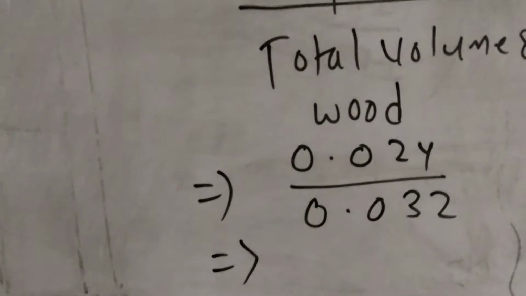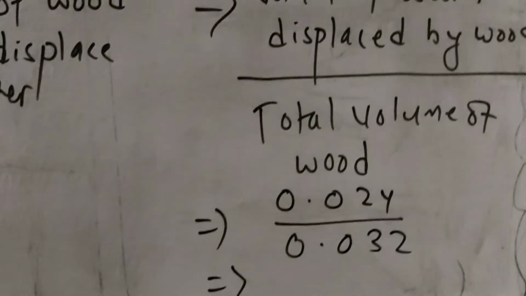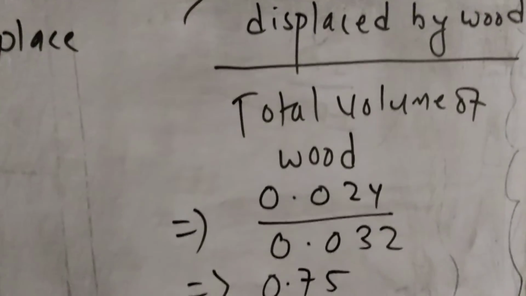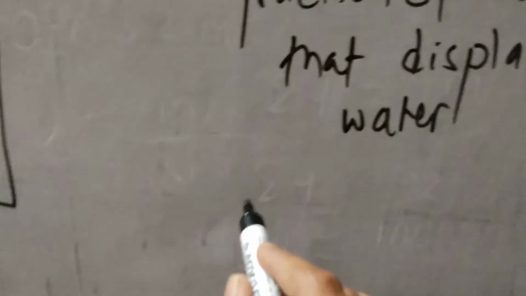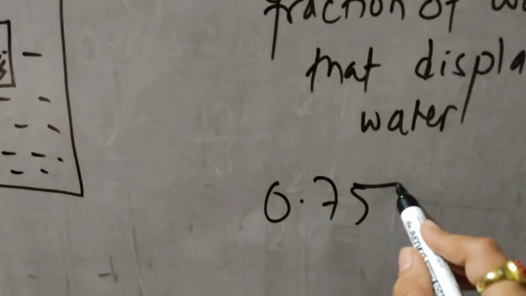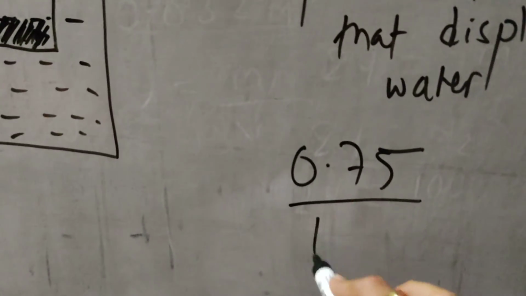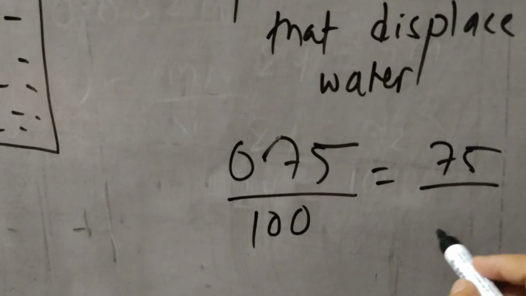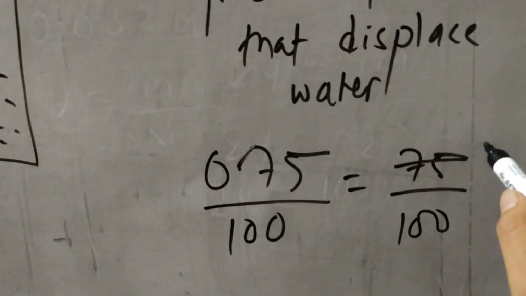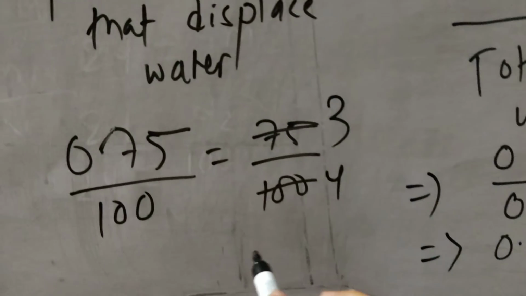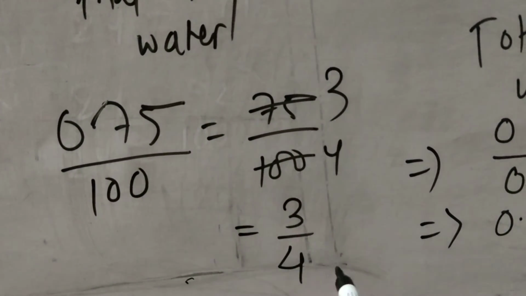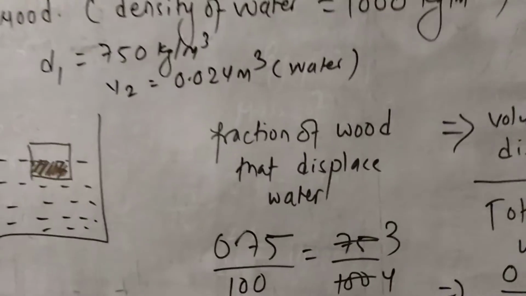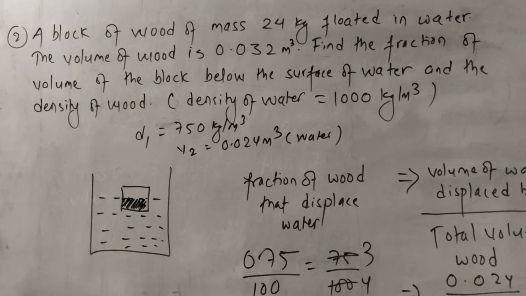If we convert that into a fraction, we will get 0.75. If we have to convert 0.75 into a fraction, how can we do that? Simply, we can divide by 100. 0 can be removed. 75 by 100, that is 25 threes and 25 fours. So 3/4 is the fraction. I hope you have understood, right? That was the question.